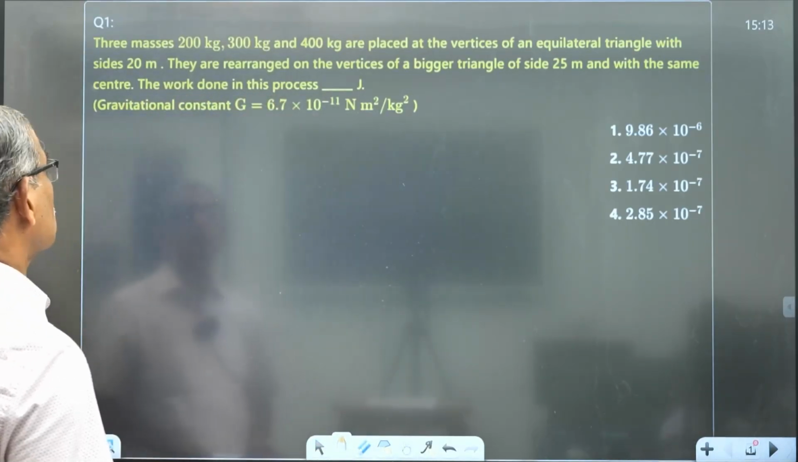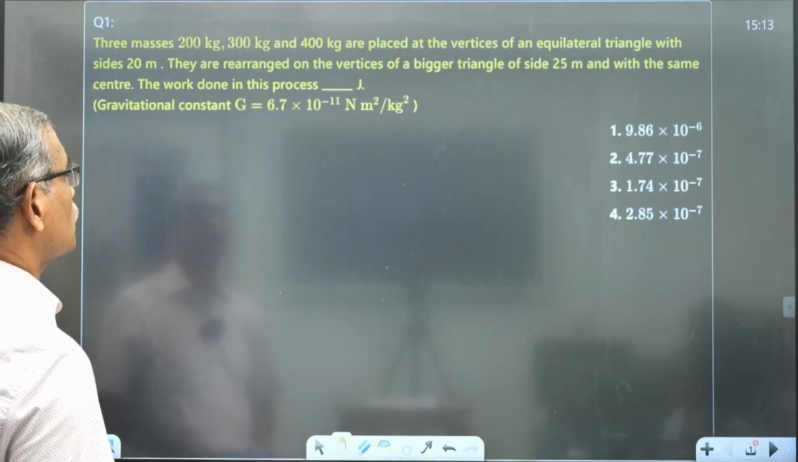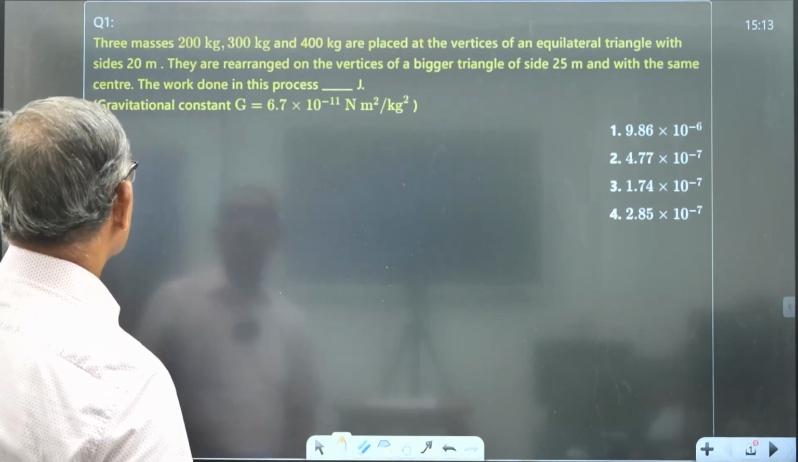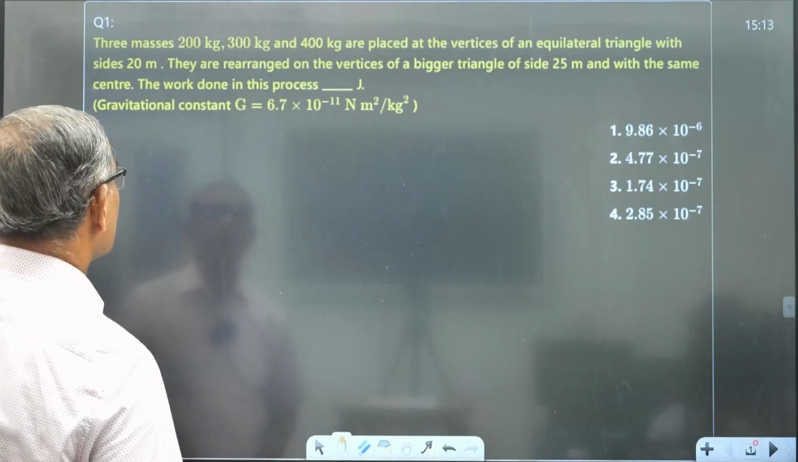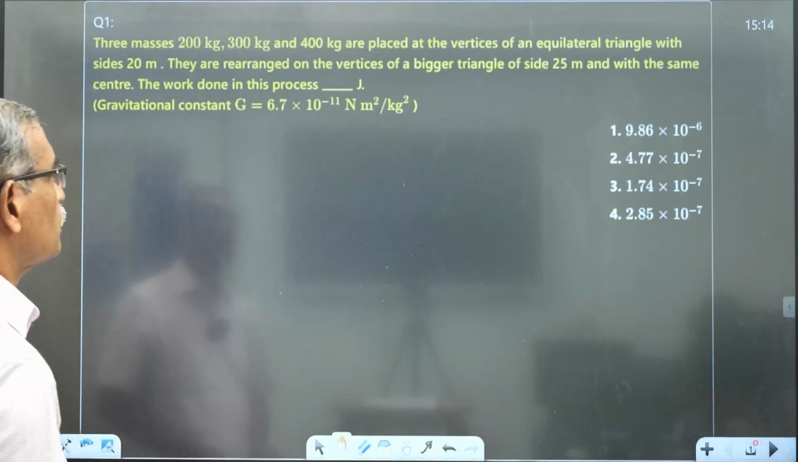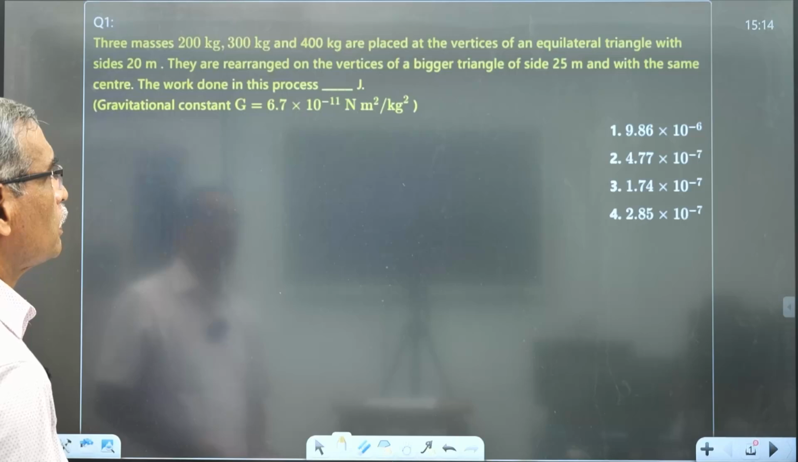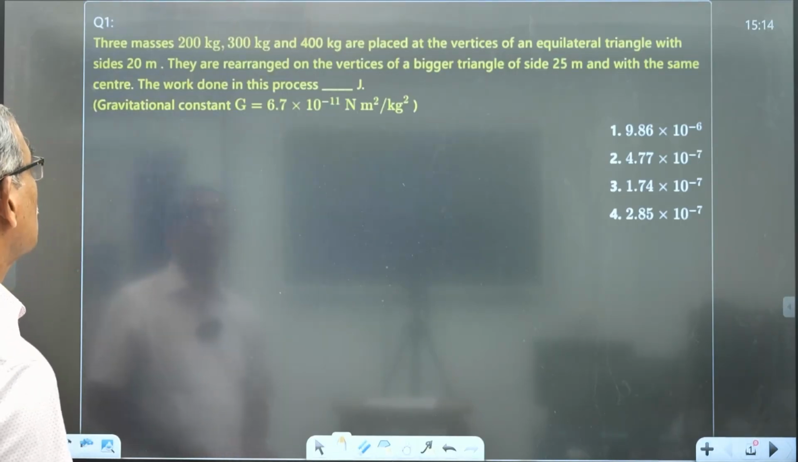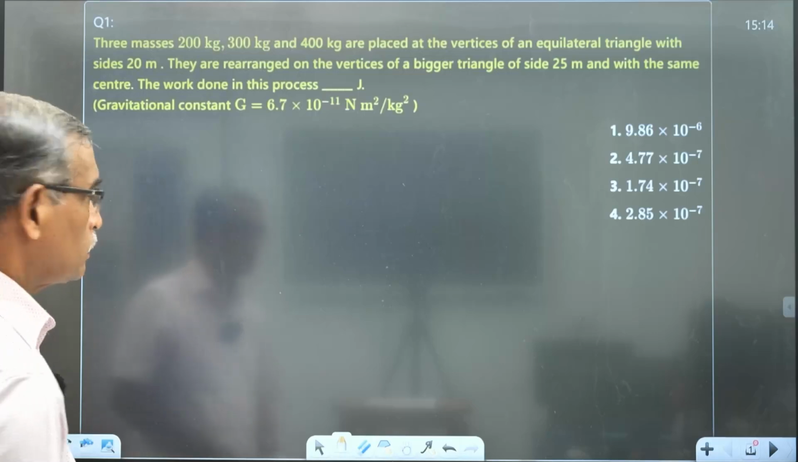Three masses 200 kilogram, 300 kilogram, 400 kilogram are placed at the vertices of an equilateral triangle. The side is 20 meter. They are rearranged on the vertices of a bigger triangle of 25 meter, with the same center. What is the work done in this process?